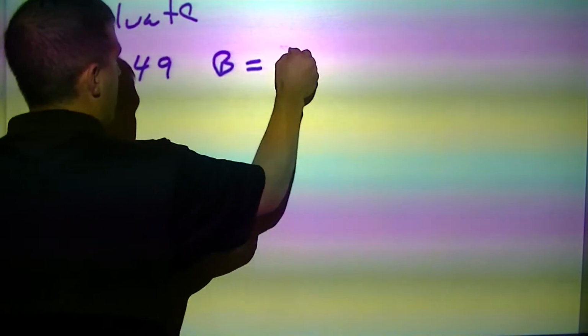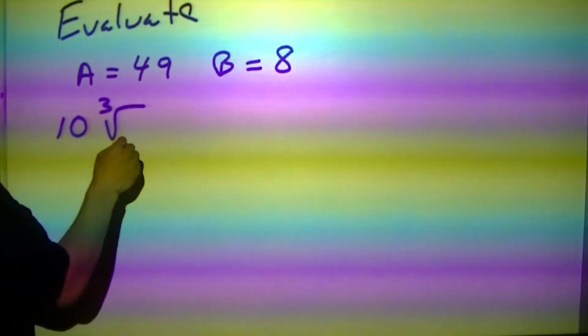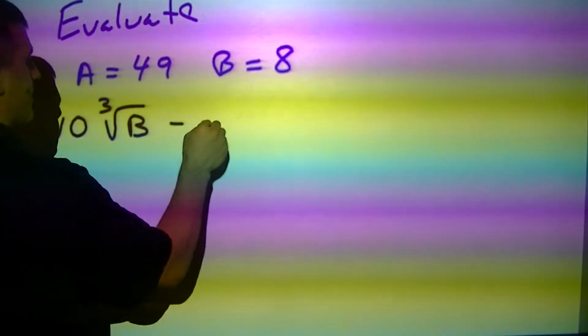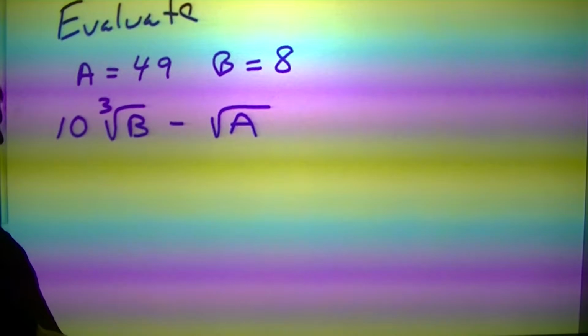Okay? So that's producing a square root and a cube root. Okay? Some other simple stuff. Let's say you get directions that say evaluate. All right? One example would be, let's say A equals 49, B equals 8, and it would have something like 10 cube root of B minus the square root of A. Okay?